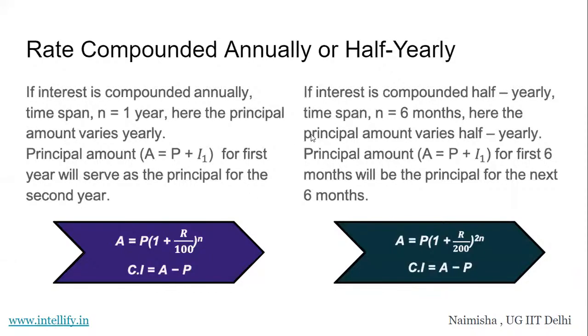Coming to the rate compounded half yearly, in this the time span is 6 months and the principal amount varies half yearly. The amount A equal to P plus I1 for the first 6 months will be the principal for the next 6 months. The formula for calculating amount is principal into 1 plus rate by 200 whole power 2n. Compound interest is as usual calculated by amount minus principal.